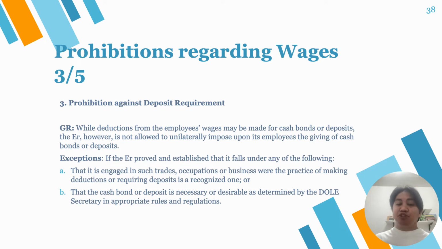But there will be exemptions to these if they're engaged in trades, occupations, or business where the practice of making deductions or requiring deposits is recognized. So I think one example here will be if you're working for deliveries, like JNT delivery, some sort of affiliated with shopping apps or e-commerce, because you will be receiving payments from the customers and you'll be handling cash way beyond your salary level.